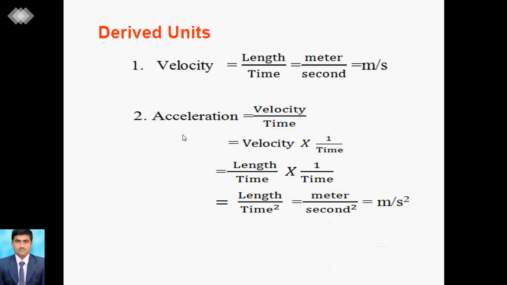Then second is the acceleration. We know that acceleration is nothing but velocity upon time, so velocity into 1 upon time. Velocity is nothing but length upon time, so length upon time into 1 upon time, which is length divided by time square. So that's why the acceleration unit is meter per second square. This is the unit of acceleration.